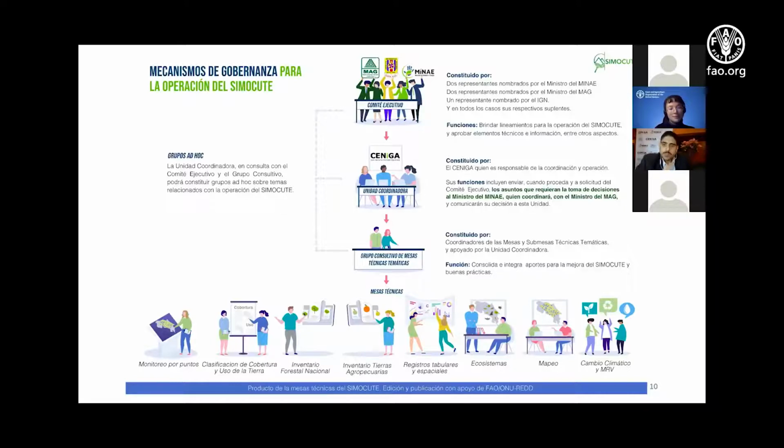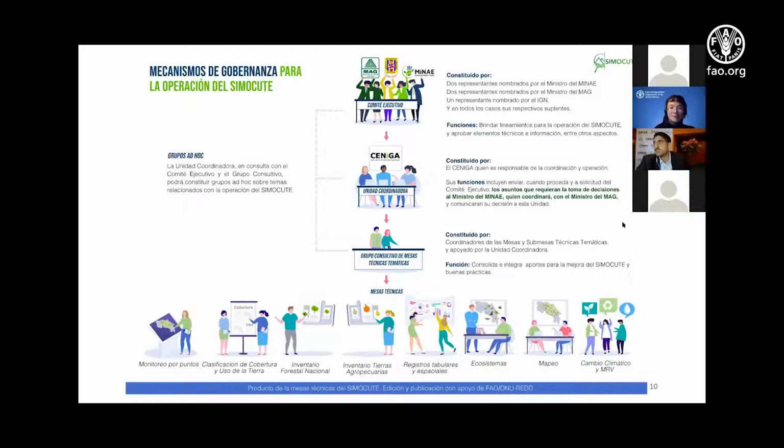This committee has not yet been integrated because of the lack of an executive decree that formalizes SIMOCUTE and provides it with a higher level of institutionalization. We were hoping to have this covered by 2020, but we're pretty confident that in 2021 we'll be achieving this goal of formalization of the system.